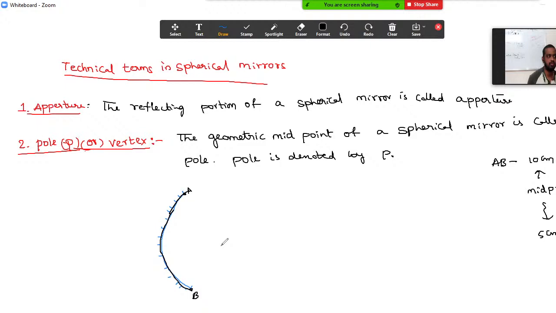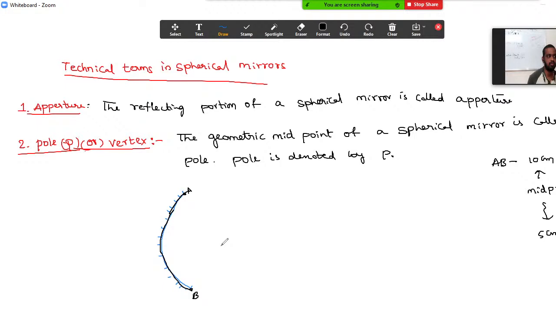In a similar way for the convex mirror you should do the same, but the convex mirror has the reflecting portion outward. Now look here, you will get the pole here. Another name for pole is vertex.